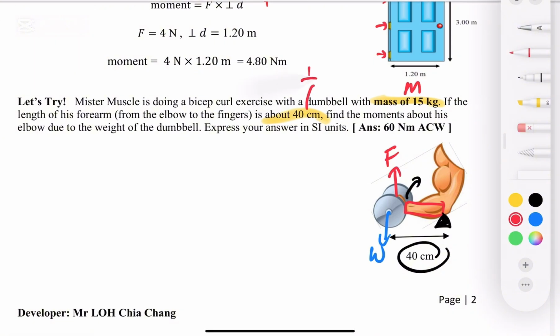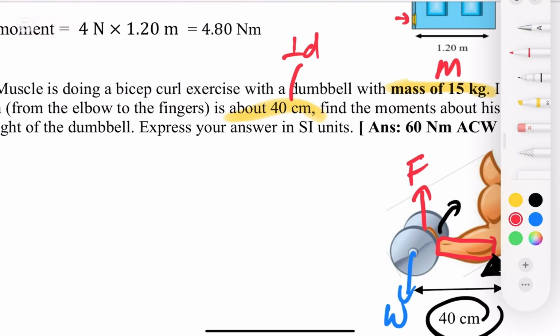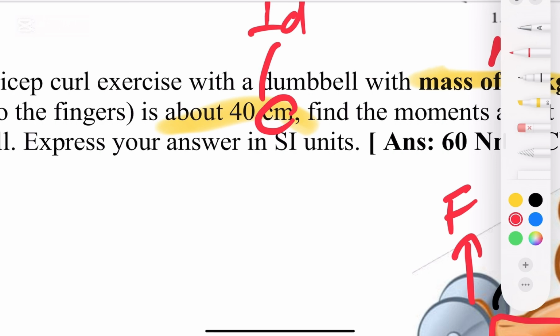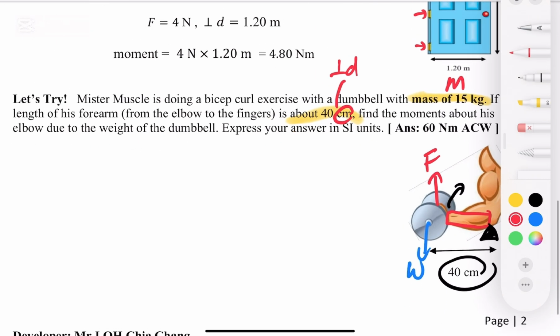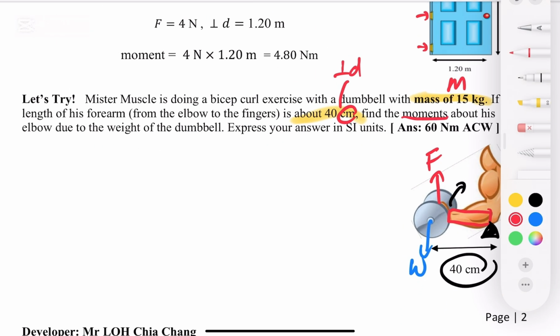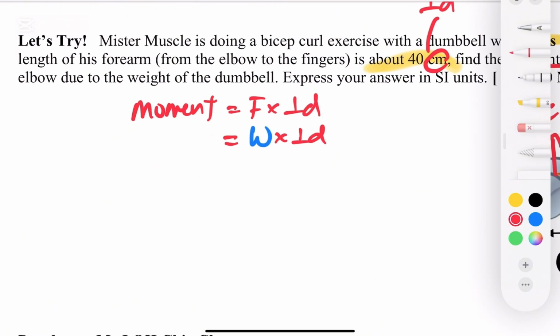So this is your perpendicular distance, but there's a trick over here before we continue. Notice that the unit is given in cm, so we have to do some conversion later. Okay, so find the moment in this case. We first write down the formula as usual. Moment equals force multiplied by the perpendicular distance, and in this special case, the force required is the weight of the dumbbell. So I use W to represent it, multiplied by the perpendicular distance. Now I need these two things, right? And I have to calculate them separately.